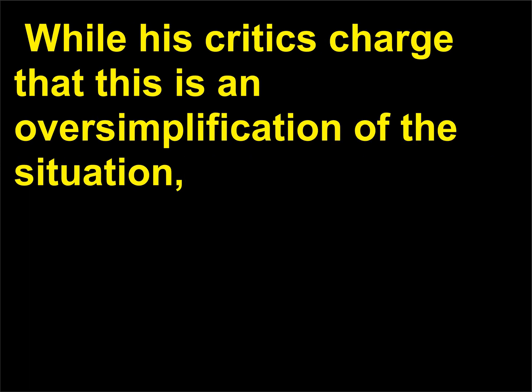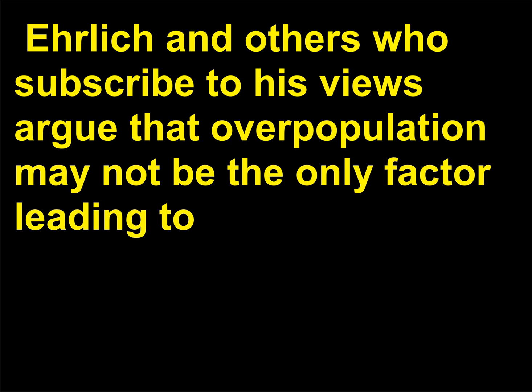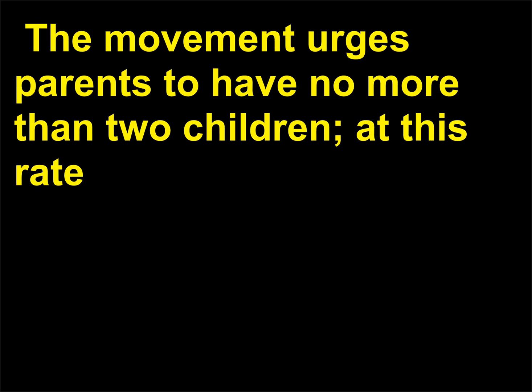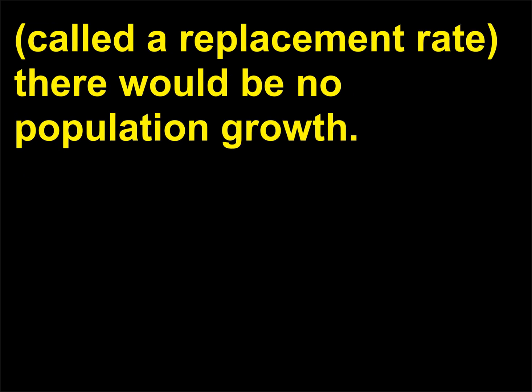While his critics charge that this is an oversimplification of the situation, Ehrlich and others who subscribe to his views argue that overpopulation may not be the only factor leading to a severe shortage of natural resources around the globe, but it surely is the most important. The movement urges parents to have no more than 2 children. At this rate, called a replacement rate, there would be no population growth.